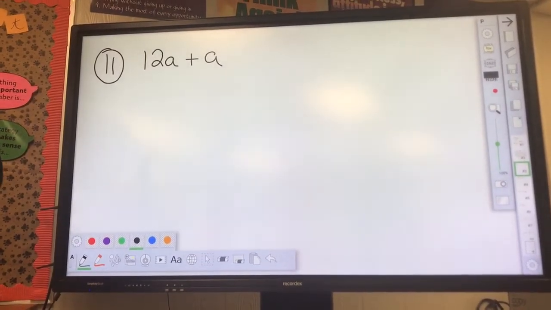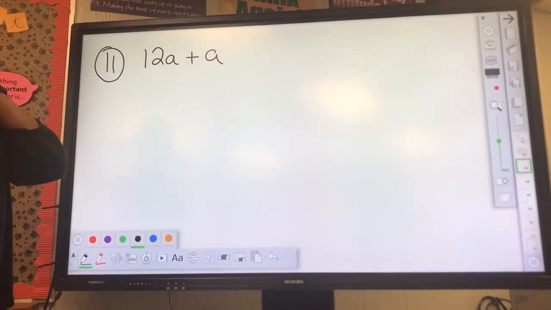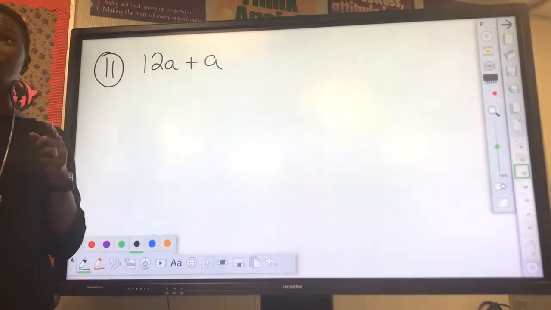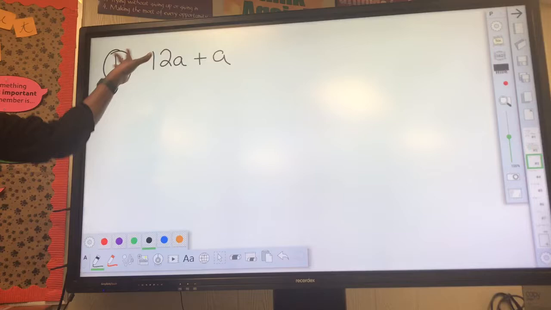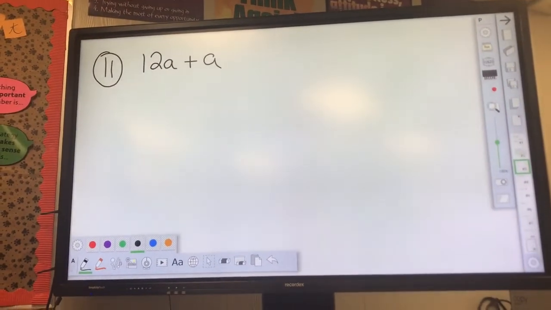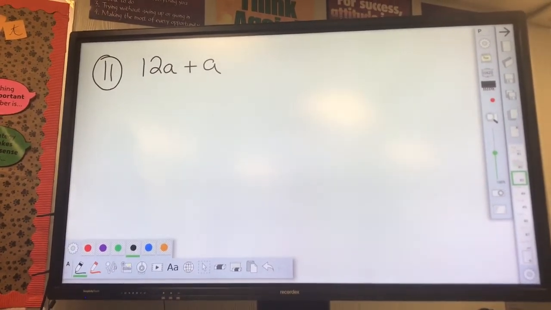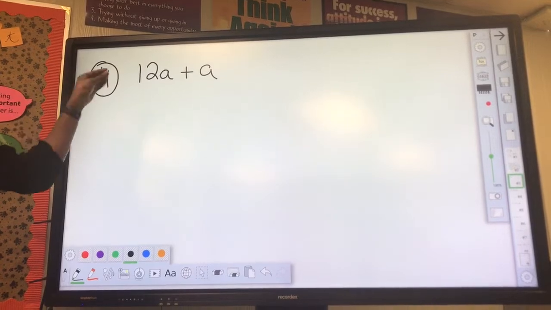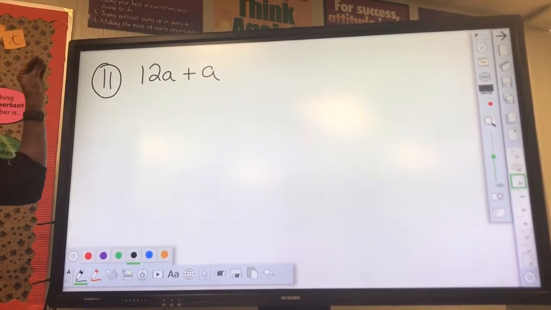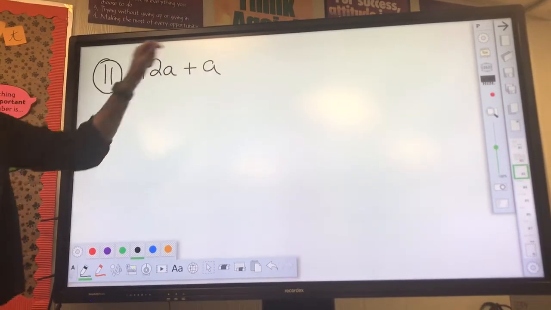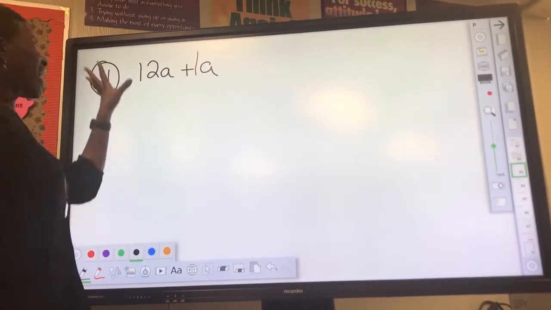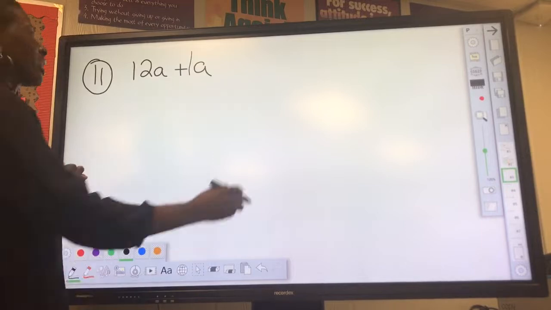So what are the directions for number 11? Simplify each expression. So when we say simplify, remember simplify means no like terms, no parentheses. I don't have any parentheses here, so I don't have to worry about that part. But do I have like terms? Yes. And I know like terms because they are terms with the same variables, right? Same variable, same exponent. So this is 12A. What is this A? 1A. So if I got 12 A's and 1A, what do I end up with?